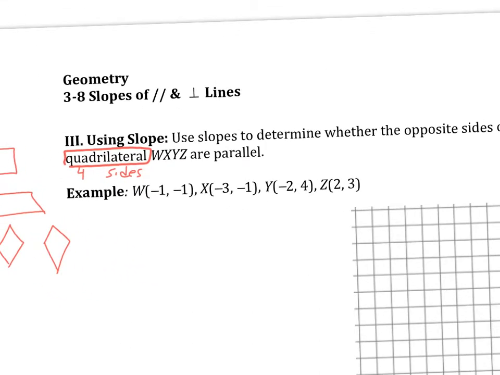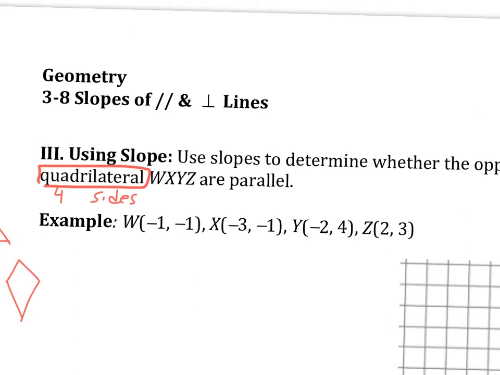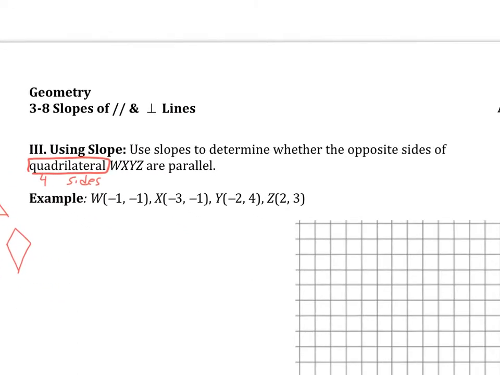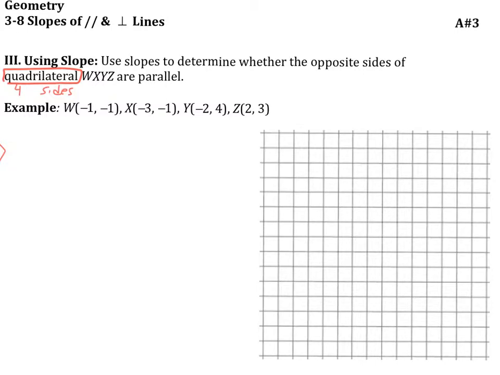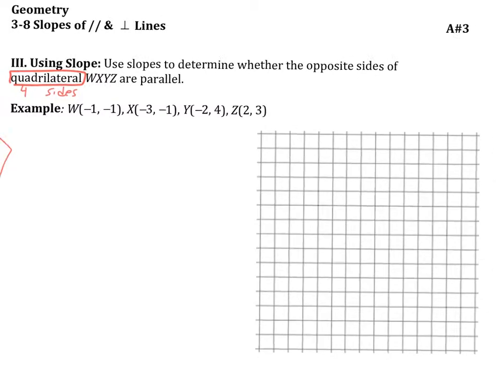Okay, so what we're going to do is use slopes to determine whether the opposite sides of this quadrilateral, WXYZ, are parallel or not. So let's go ahead and plot these. You don't always have to plot it, but I'm going to plot it in this case just to give us a visual representation.